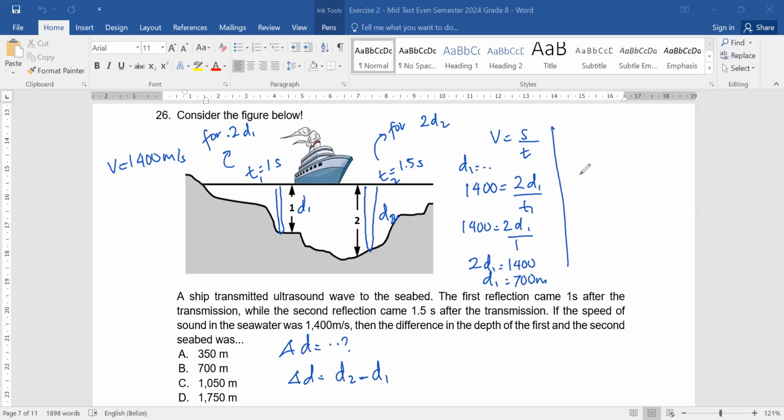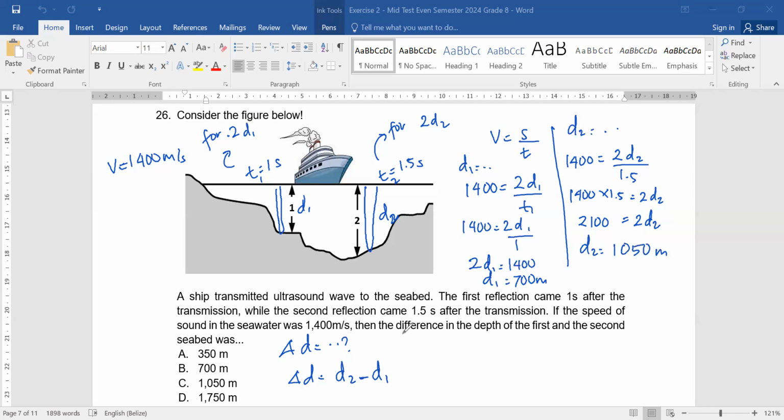Okay, then the next one, in the case of D2, we know that the V is 1,400, the distance traveled is 2D2, and the time is 1.5 seconds. So 1,400 times 1.5 seconds is actually 2 times D2, right? So 2,100 meters equals 2D2. So D2 equals 2,100 divided by 2, or 1,050 meters.